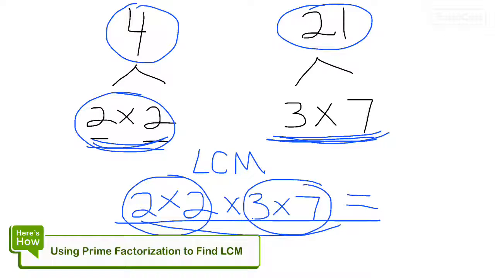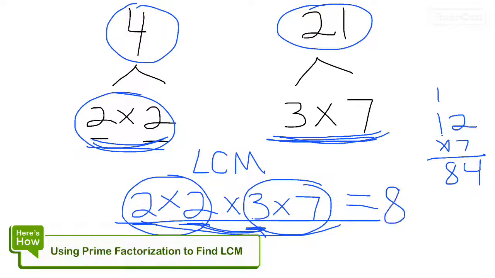So let's go ahead and solve. 2 times 2 is 4. 4 times 3 is 12. And then if you're not sure what 12 times 7 is, you could go ahead and just work it off to the side real quick here. I'm going to double check my mental math. And 12 times 7 is 84. So the least common multiple is 84.